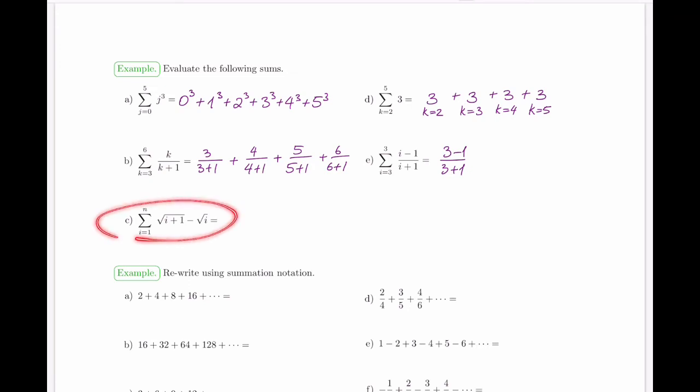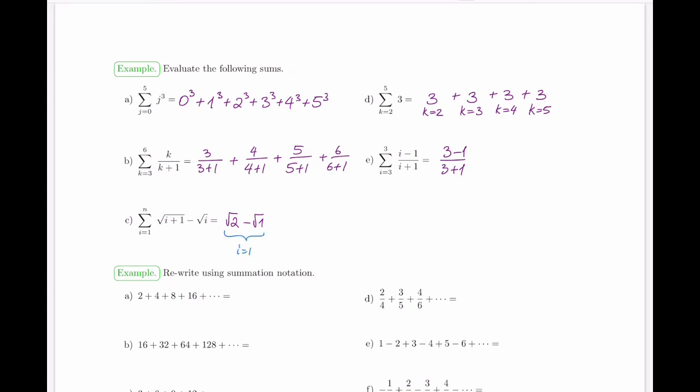Let's take a look at this sum. So this is going from 1 to n. So this is a more general summation. I don't have a very specific numerical final term. I have n, so some number n of steps into the future. But I know that I'm starting at 1. So let's write out what this term will look like for 1. If I plug in i equals 1, I'm going to get square root of 2 minus square root of 1. So this is for i equals 1.